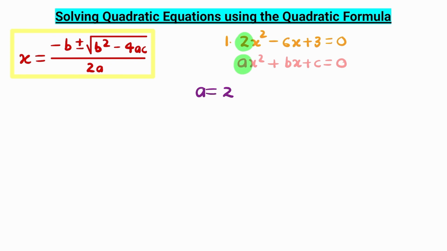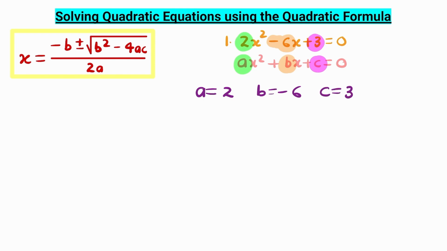And then b is the coefficient of x, or the value in front of x. So in the above quadratic equation, what is the value of b? It is not plus 6, it is minus 6. b is equal to minus 6. And then finally, c is the non-x term of the equation. What is the non-x term of the above equation? It is plus 3. c is equal to 3.